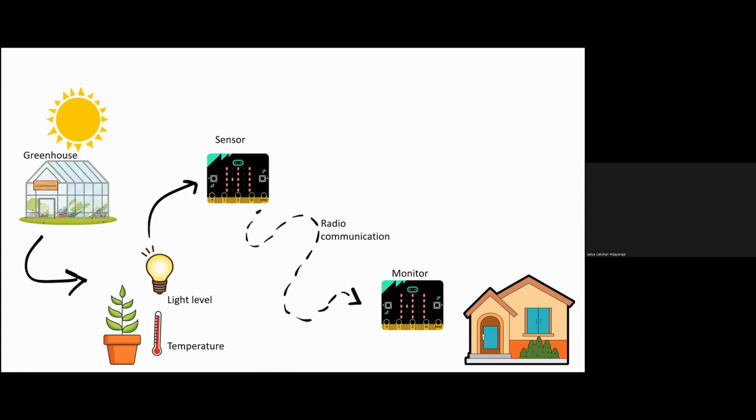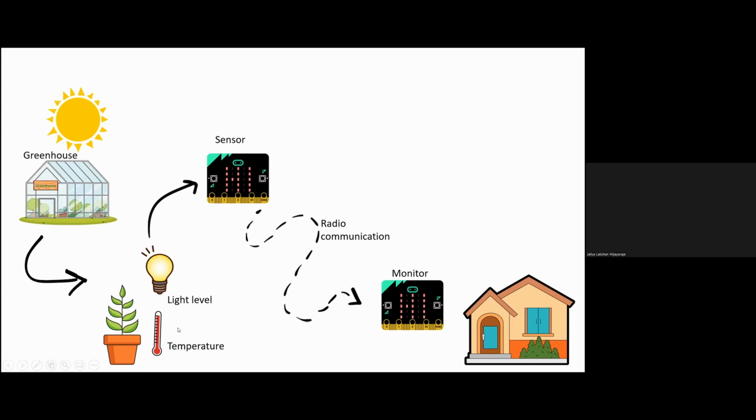We want to measure our light level and the temperature, and we are too lazy, so we don't want to go to the greenhouse again and again and check whether it's at the correct temperature and light level. So what we want to do is monitor it remotely. We stay at home in comfort, and we remotely check the temperature and the light level.